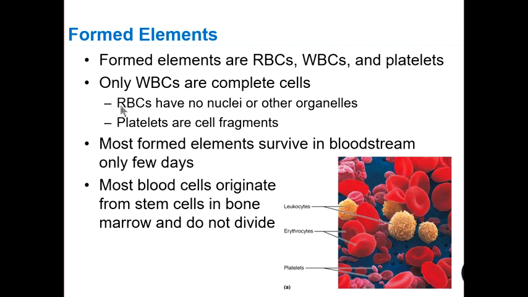But we can see red blood cells, or erythrocytes, do not have a nucleus, do not have organelles, and platelets are just fragments of cells. So only the leukocytes, the white blood cells, are complete cells. They only survive a few days, sometimes up to 100 or 120 days if we're talking about erythrocytes in the blood. And most of our blood cells originate from our bone marrow, from stem cells in our bone marrow. And they don't divide once they get to their mature stage.